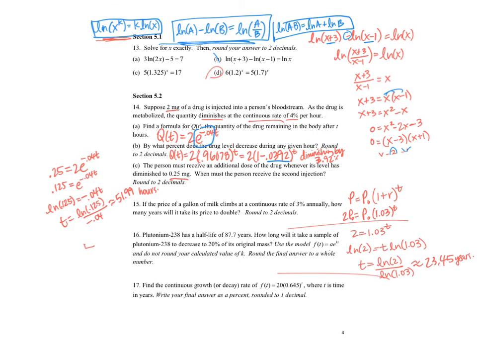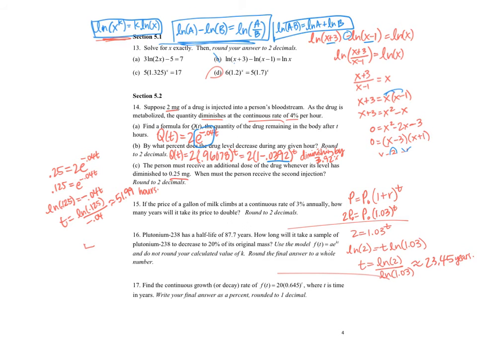Okay, plutonium-238 has a half-life of 87.7 years. How long will it take a sample to decrease to 20% of its initial mass? Okay, so it gives us a hint here. We want to use that model because we're talking about something kind of natural here, so we'll do a continuous model. And we don't want to round the calculated value of k.